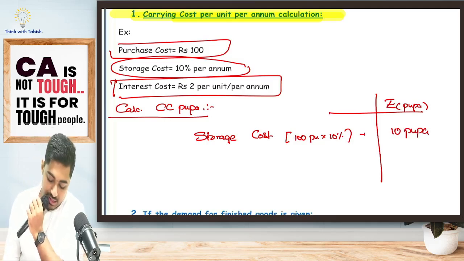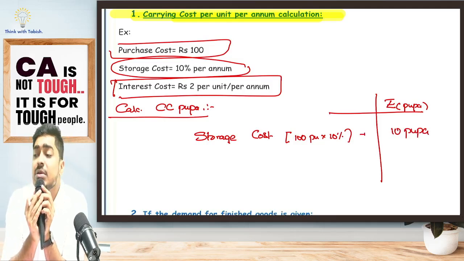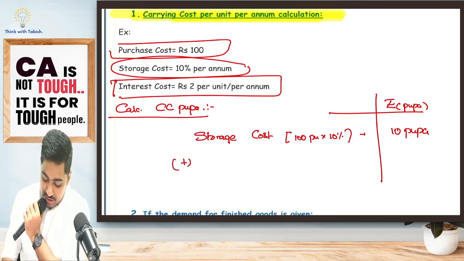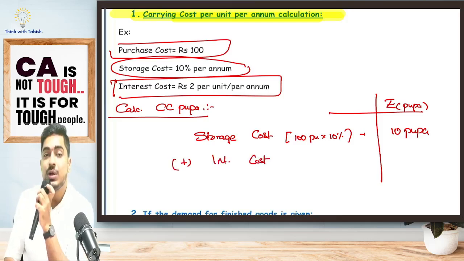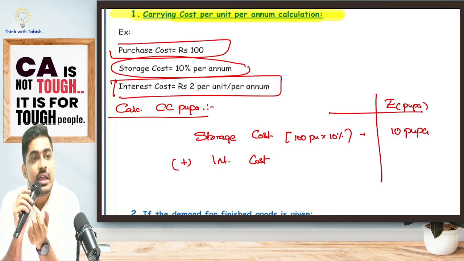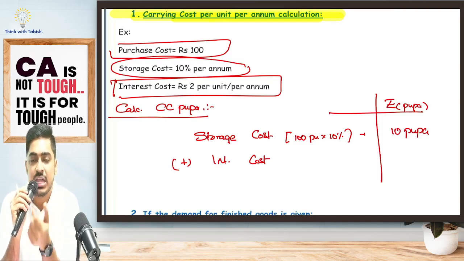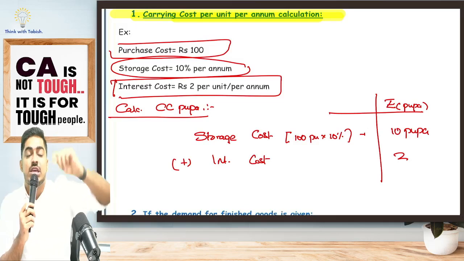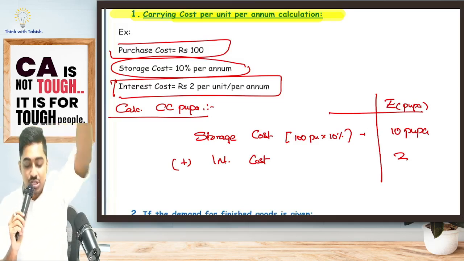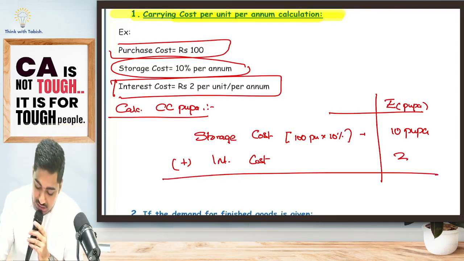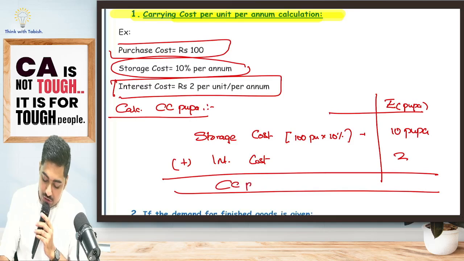Perfect. Along with that, interest is also given. Tell me whether interest is also forming a part of my carrying cost. Yes, interest is also needed. Now tell me whether interest cost is given as a percentage. No, it is given directly. If it was given as a percentage, I would have put that percentage on purchase price. They have given it directly, so I will put it directly. If I am holding 1 unit for 1 year, storage cost of 10 is needed. Is that the only thing? No, with that, interest of 2 is also needed. That means totally how much is needed? Carrying cost per unit per annum is going to be 12 rupees.